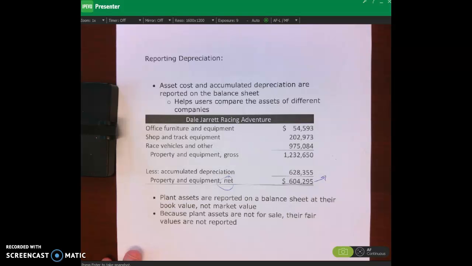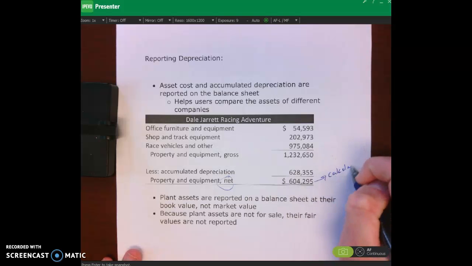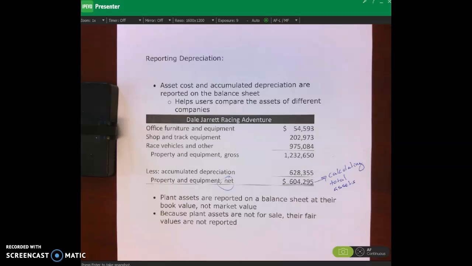That book value is the number that comes into calculating total assets.